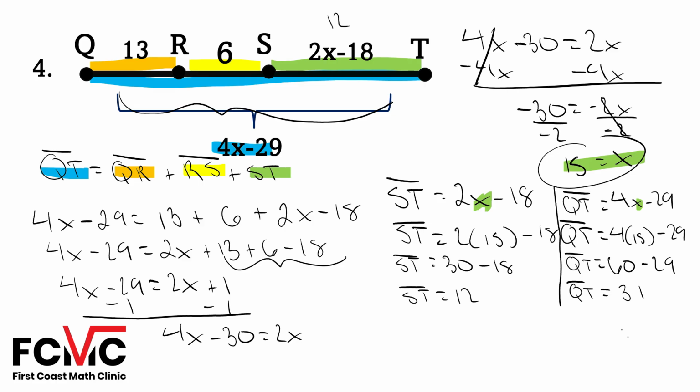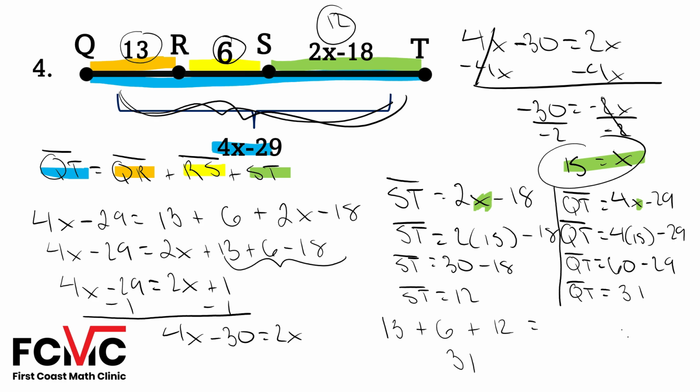Another way we can do it, which is basically our check, we know that if we add up these segments, we're going to get this total length here. So if we add up QR, which is 13, plus 6, plus 12, we get 31 back, and that was equal to the value we got here, 31. All right, so two different ways to do that. We could have substituted our value x into this expression, or just add up 13, 6, and our value 12.